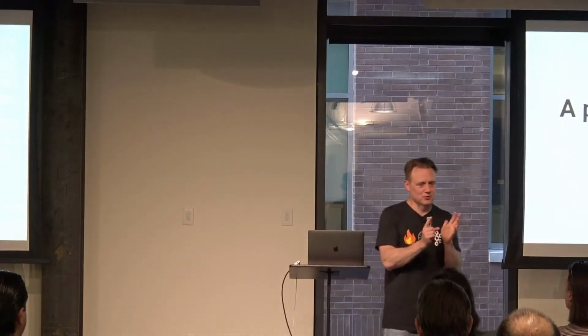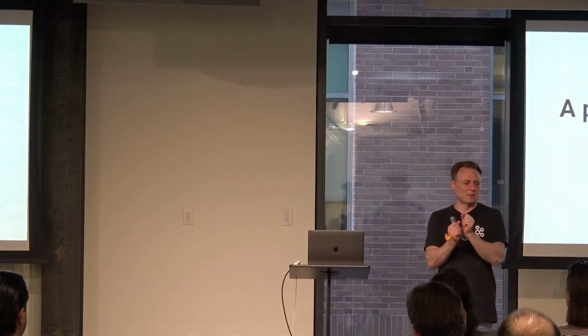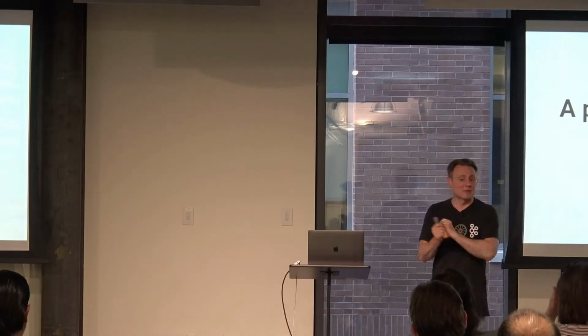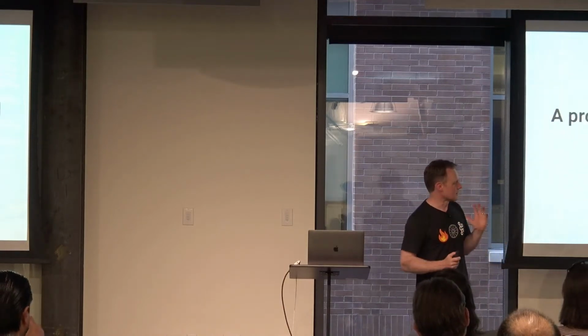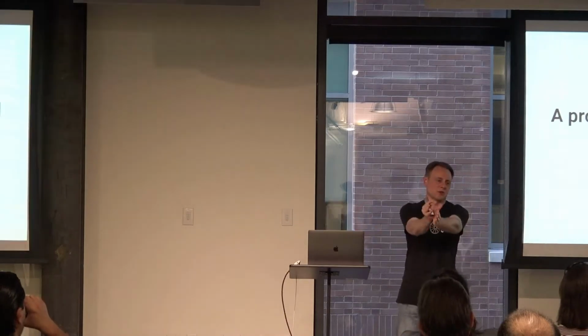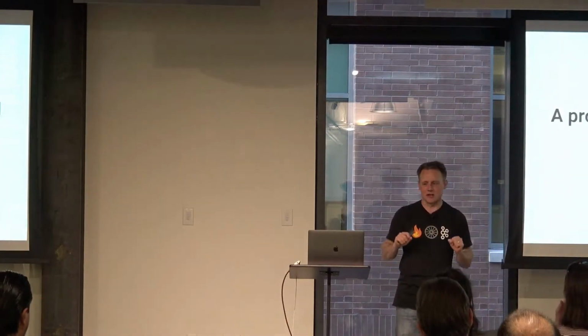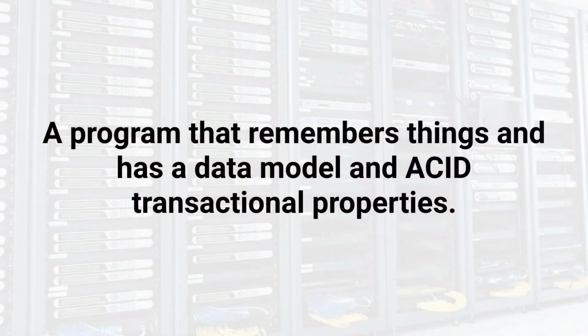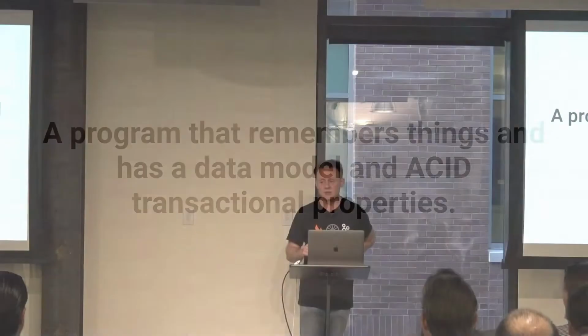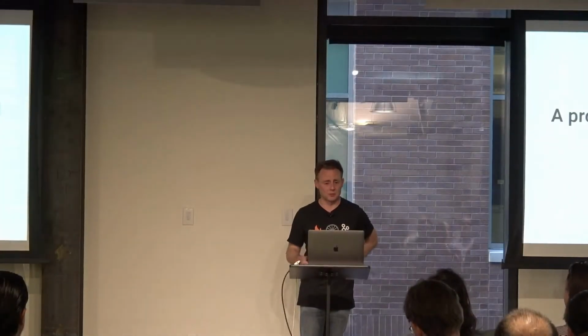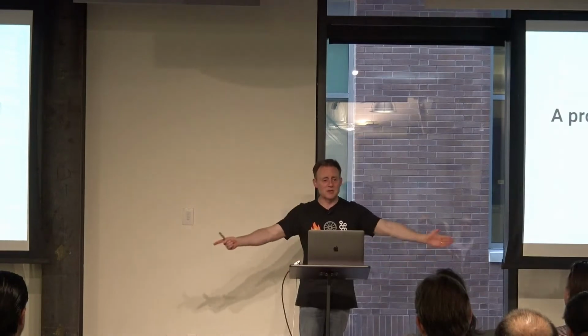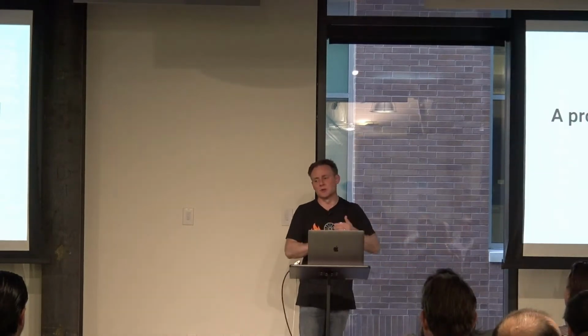I would like to be artificially restrictive here. I asked that provocative question, is Kafka a database? Not really sure yet what the answer is. We'll come up with that. But I want to artificially restrict the universe of discourse here. A database is a program that remembers things and has ACID transactional semantics. Now, that's not true. There are things that are databases that don't have ACID semantics, and we'd all agree that they're databases. But just play with me here tonight, and let's make it extra difficult.